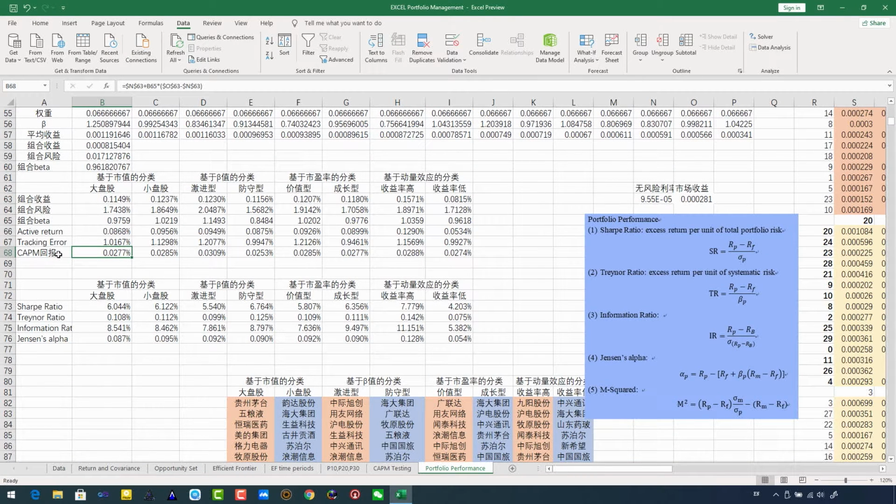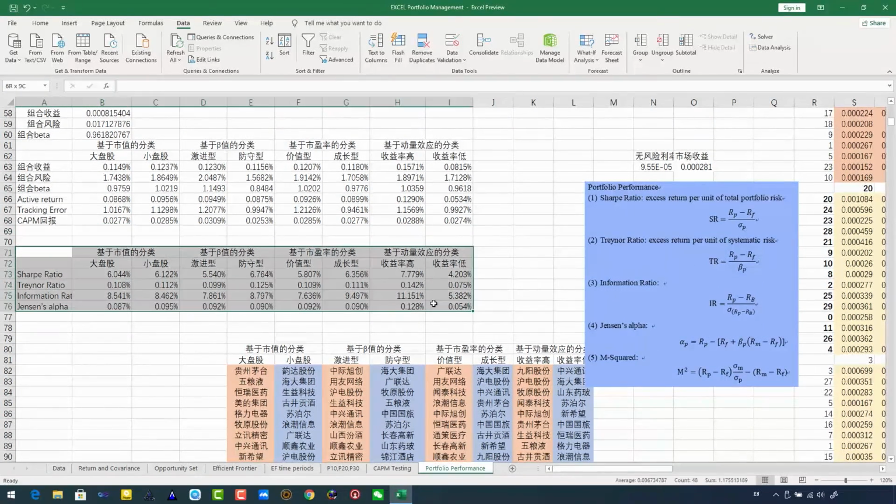And next one is CAPM return. Based on the Capital Asset Pricing Model, it should equal the risk-free rate, the daily risk-free rate, which we give to you here, N63, plus the beta, the portfolio beta we use here, times the market average return minus the risk-free return. So we can calculate the CAPM return here. All the information we get here, so then we need to calculate our table here.